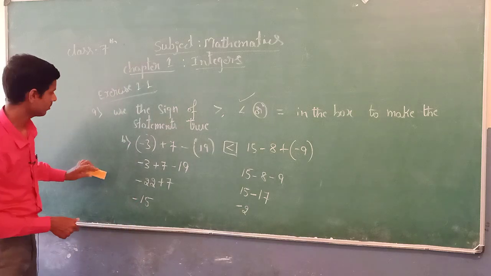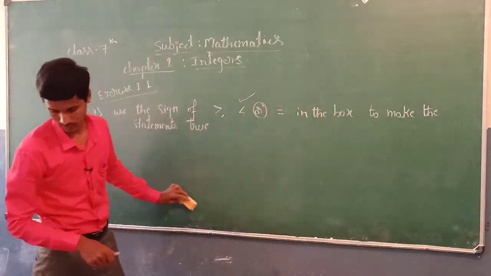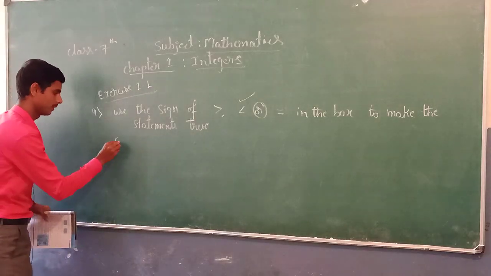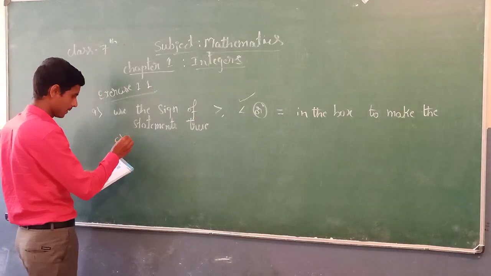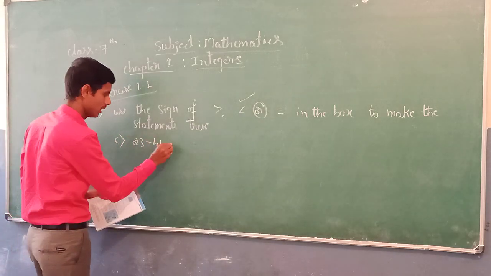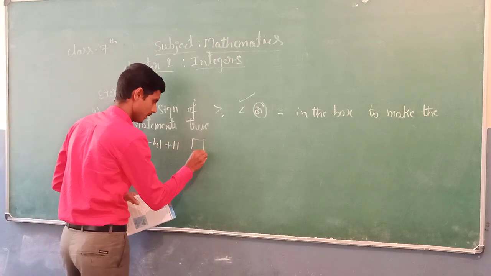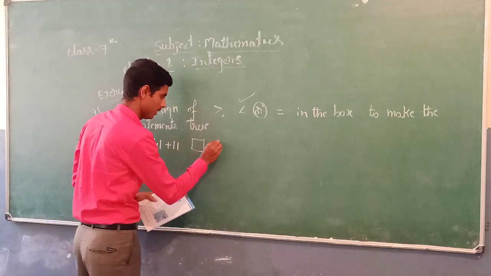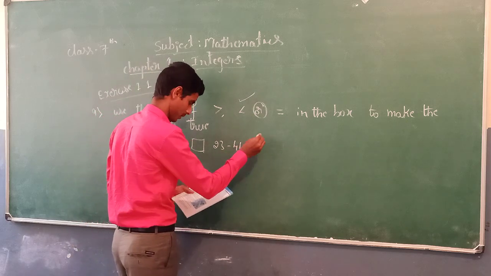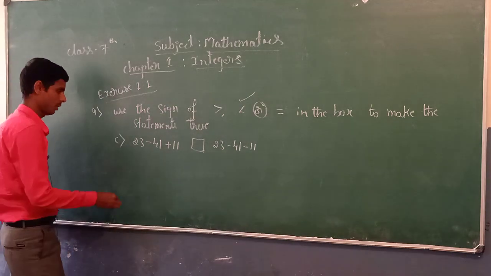Clear? We'll see one more question here. 23 minus 41 plus 11. After that we have a box, 23 minus 41 minus 11. Let's see what we'll get.